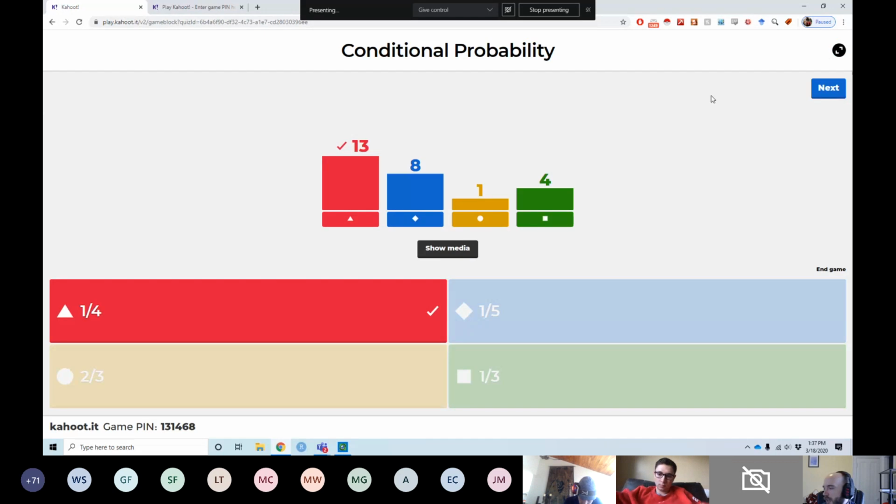Yeah, P of both is A and B. So both is what we call a joint probability. It's the probability that they like both of them to start with.